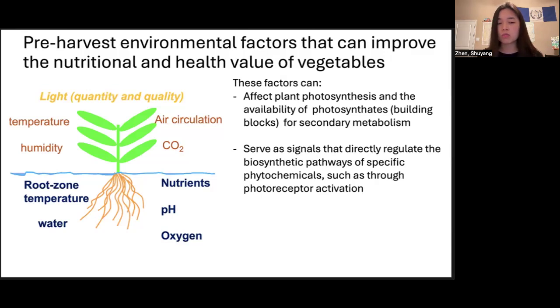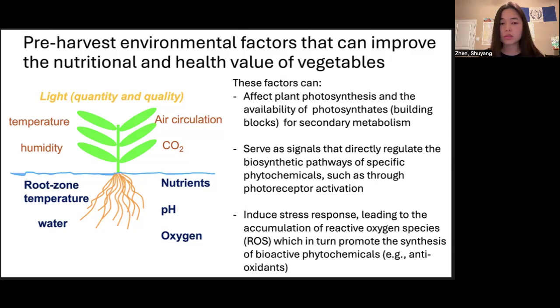Oftentimes, photoreceptors are involved in this regulation. Some of the factors such as high levels of UVB exposure or drought stress or extreme temperatures like heat or cold can lead to the accumulation of reactive oxygen species. This in turn promotes the biosynthesis of many beneficial bioactive phytochemicals, especially those with antioxidant properties.